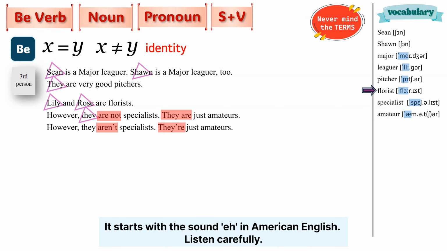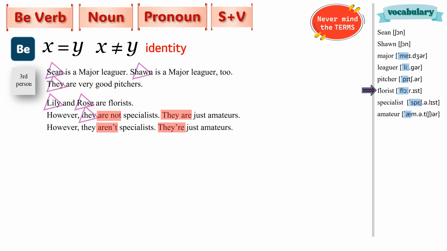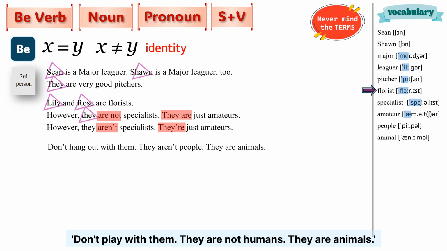Listen carefully. Lily and Rose are florists. However, they are not specialists. They are just amateurs. However, they aren't specialists. They're just amateurs. Don't play with them. They are not humans, they are animals.